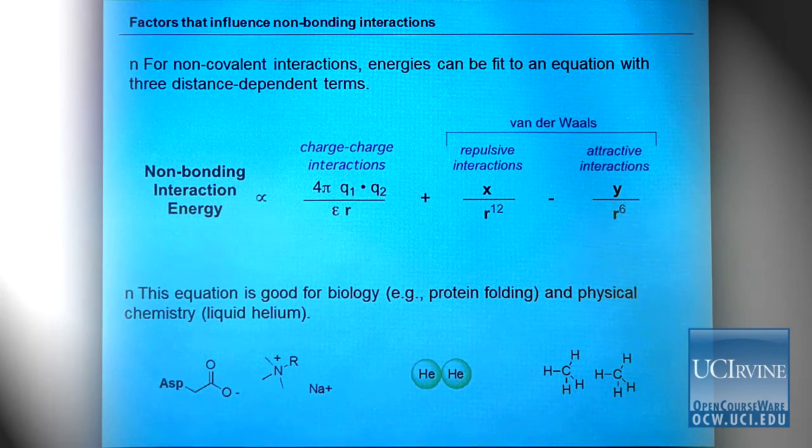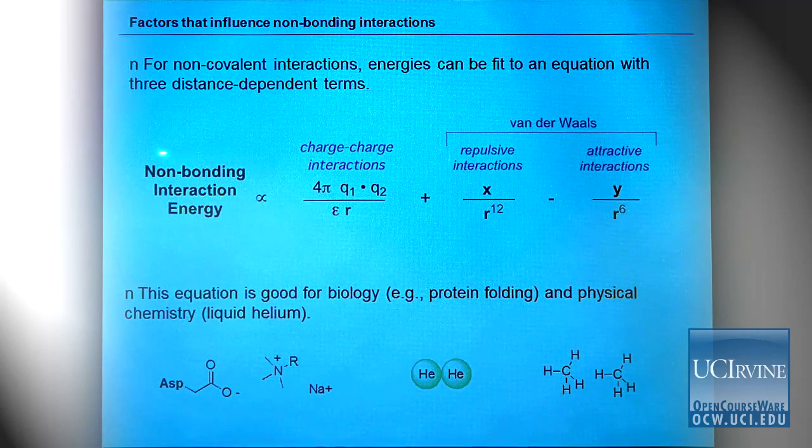So how do you decide whether the curved arrows that you've drawn are any good? Whether they represent reactions that are likely to happen or not likely to happen? And I want to try to get you to think about chemical interactions. When two molecules approach each other, when two molecules are in proximity, how do we assess whether that's a good interaction or a bad interaction? So if you think about the factors that influence non-bonding interactions, this is the kind of equation that organic chemists and inorganic chemists and all chemists will tend to use to think about non-bonding interactions.